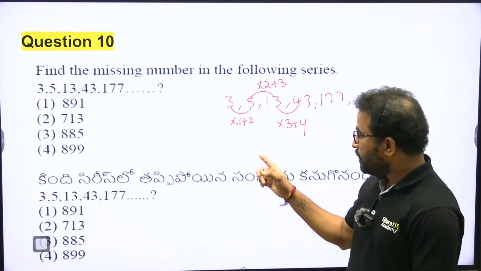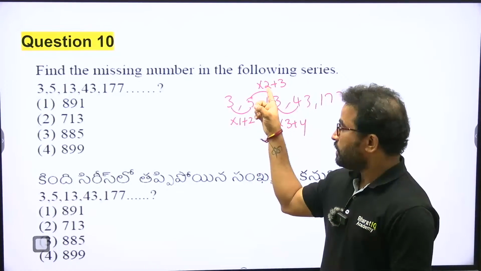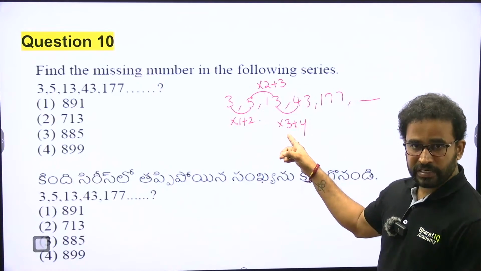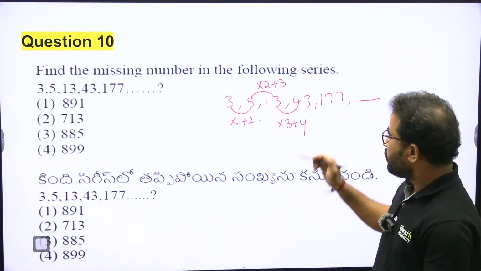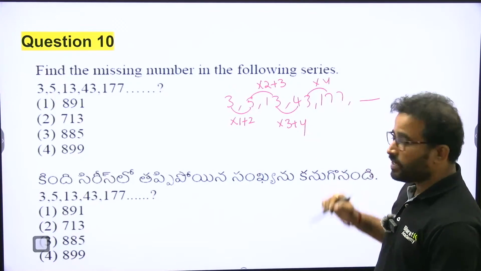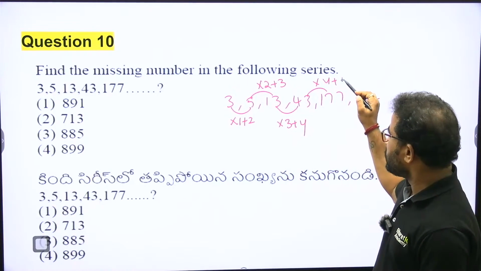Look at this one. The multiplicative factor is 1, the additive factor is 2. The multiplicative factor is 2, the additive factor is 3. The multiplicative factor is 3, the additive factor is 4. For example, the next multiplicative factor must be 4, and for the additive factors 2, 3, 4, the next one must be 5.